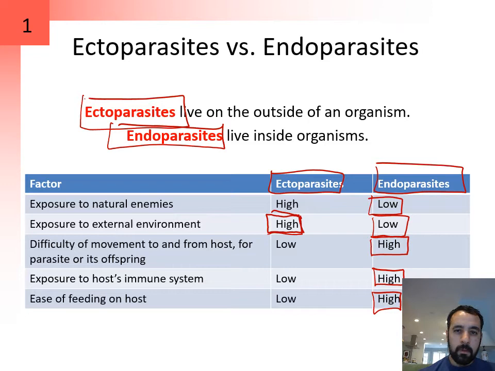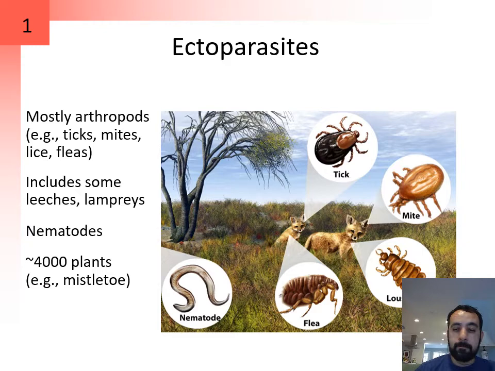So ectoparasites, right? They're mostly arthropods. Ticks, mites, lice, and fleas are different examples of ectoparasites. But they can be leeches, lampreys, and even nematodes that live on the outside, right? Don't get things confused here, because one clear definition of parasites is that it has to consume some of your resources.